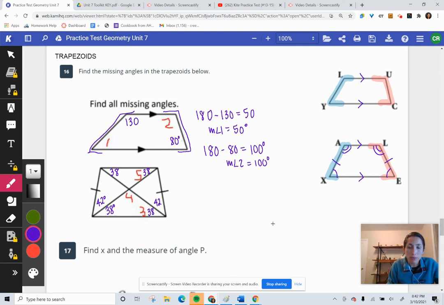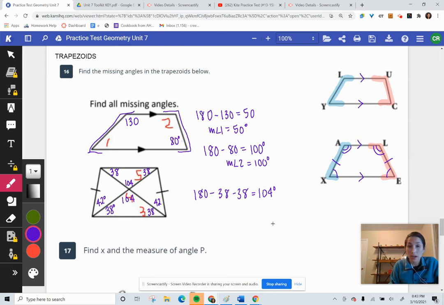Now, in order to find the rest of the angles, we're going to have to use some triangle sum theorem properties. So I would maybe start with finding angle 4. This actually ends up being an isosceles triangle here. So I would take 180 and subtract the 38 and the 38 that we already have, and that should give us an angle measure of 104 degrees. So that's going to be right here, 104 degrees, which will have a vertical angle of 104 degrees.